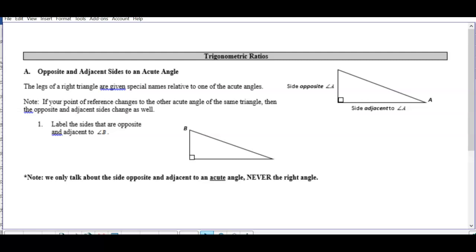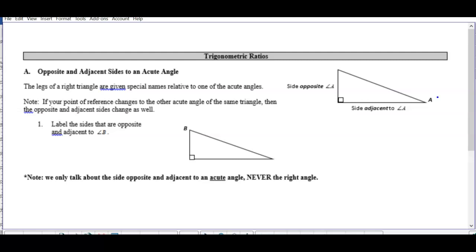So opposite and adjacent side to an acute angle. The legs of a right triangle are given special names relative to one of the acute angles. When we were talking about the Pythagorean theorem, we didn't care which leg was which, right? We just had two legs. Now we're going to label them specifically. So if your point of reference changes to the other acute angle of the same triangle, opposite and adjacent sides will change as well. So you always have to know which angle you are referring to.